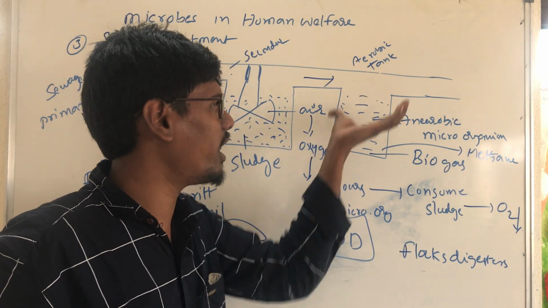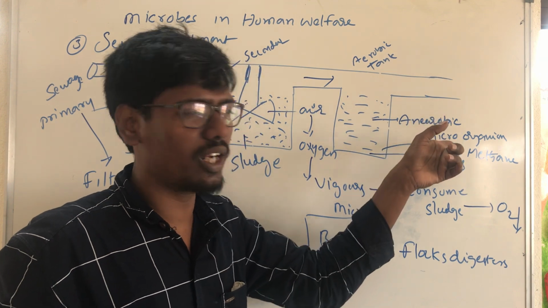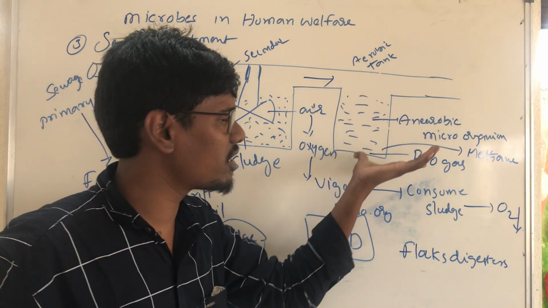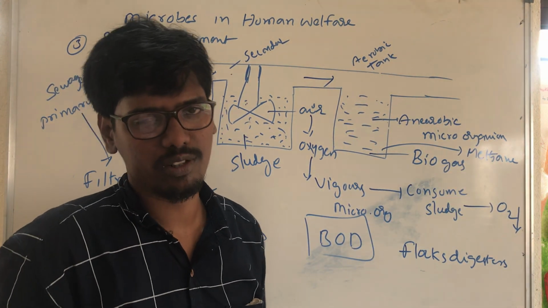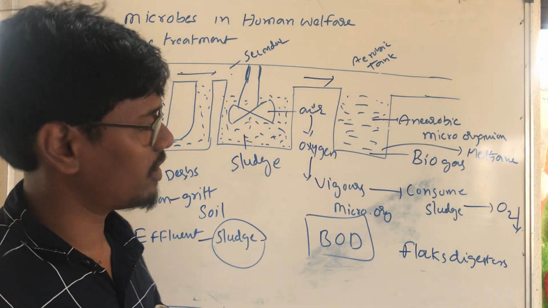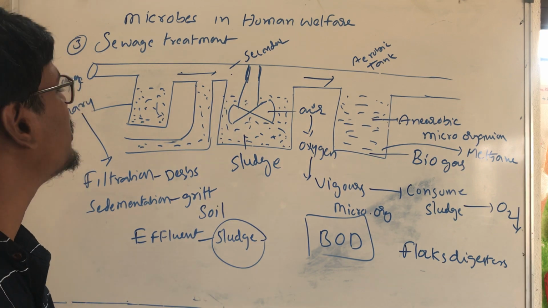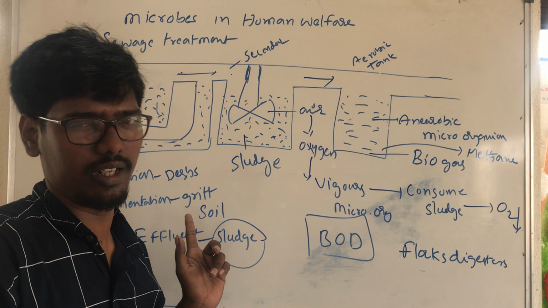Here these are floc digesters. The floc digesters directly come into the aerobic tank. The aerobic tank has anaerobic microorganisms, which digest the floc digesters and then release methane. That is also called biogas. This is called sewage treatment.